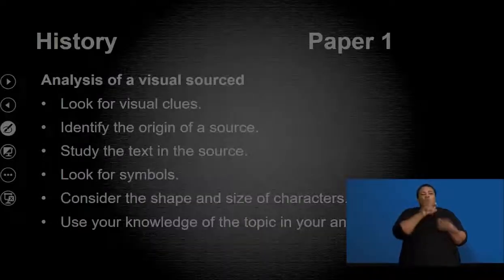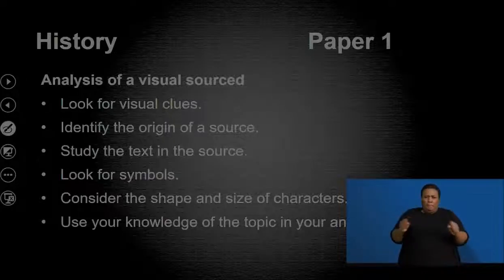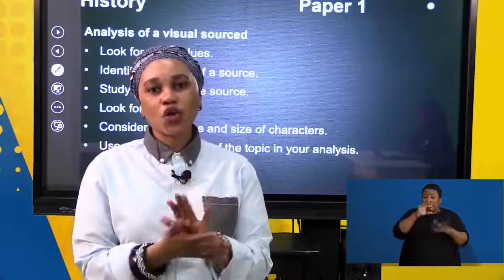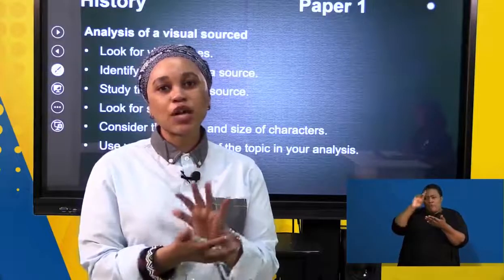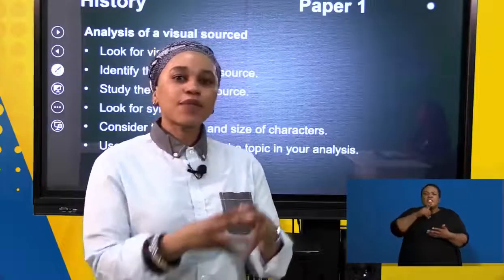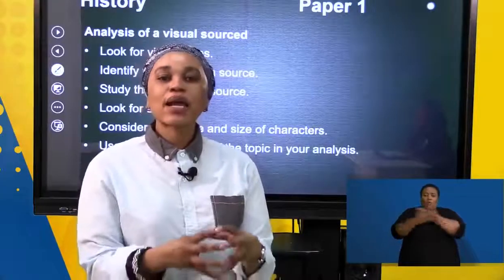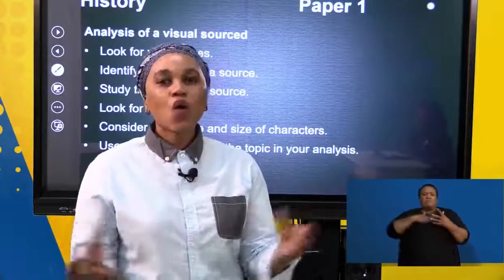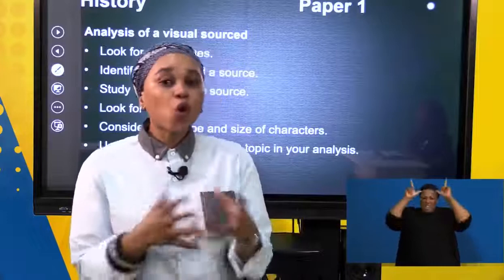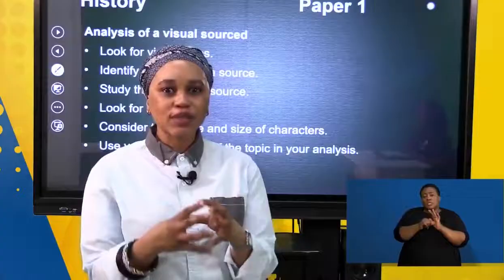And then you also need to consider the shape and size of the characters. This applies more specifically to cartoons, because again, remember I told you that a cartoon is drawn by a cartoonist to convey a particular message. So if a cartoonist wanted to show that a leader of a country, or a country, was a bully, they're likely to show them as very big or as evil, to show that they were bad people or had bad intentions. So it's very important to look at all those symbols.